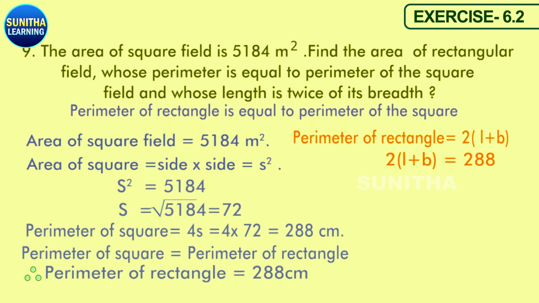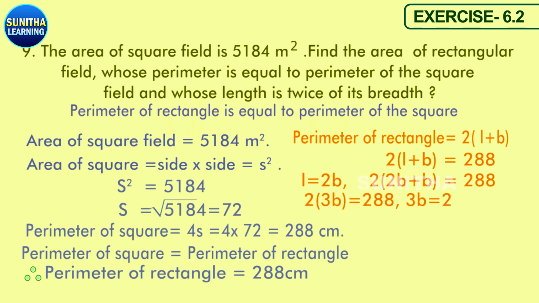Now, what is the condition given? Length is twice the breadth. So, can I write like this? L is equal to 2B. Twice means 2 times. So, L is equal to 2B. Now, we wrote the formula 2 of L plus B is equal to 288. In the place of L, we have to substitute 2B. Therefore, 2 of 2B plus B is equal to 288.